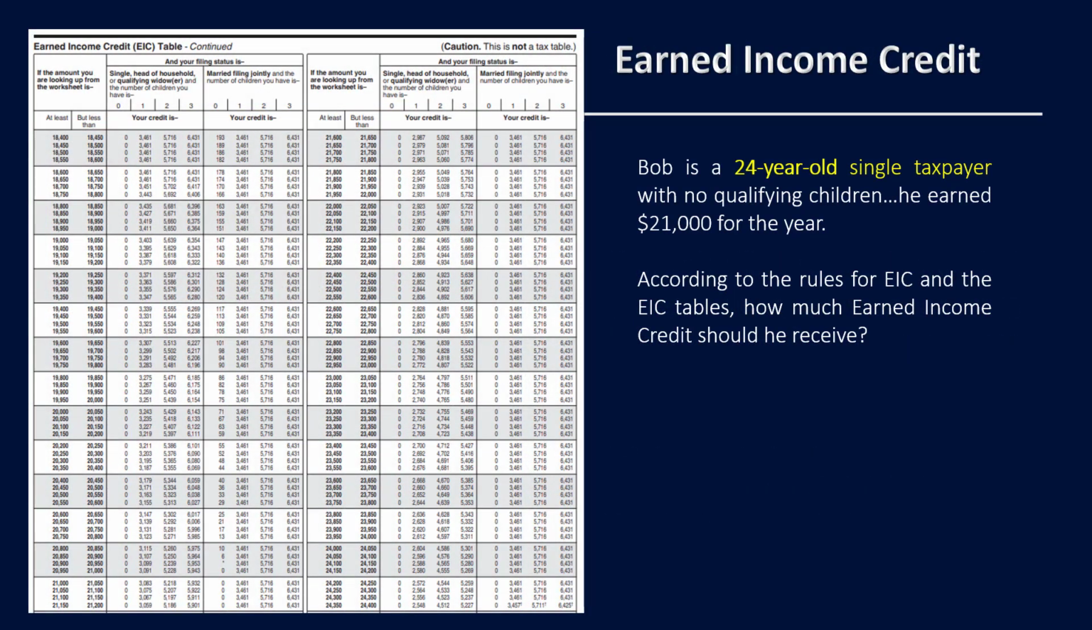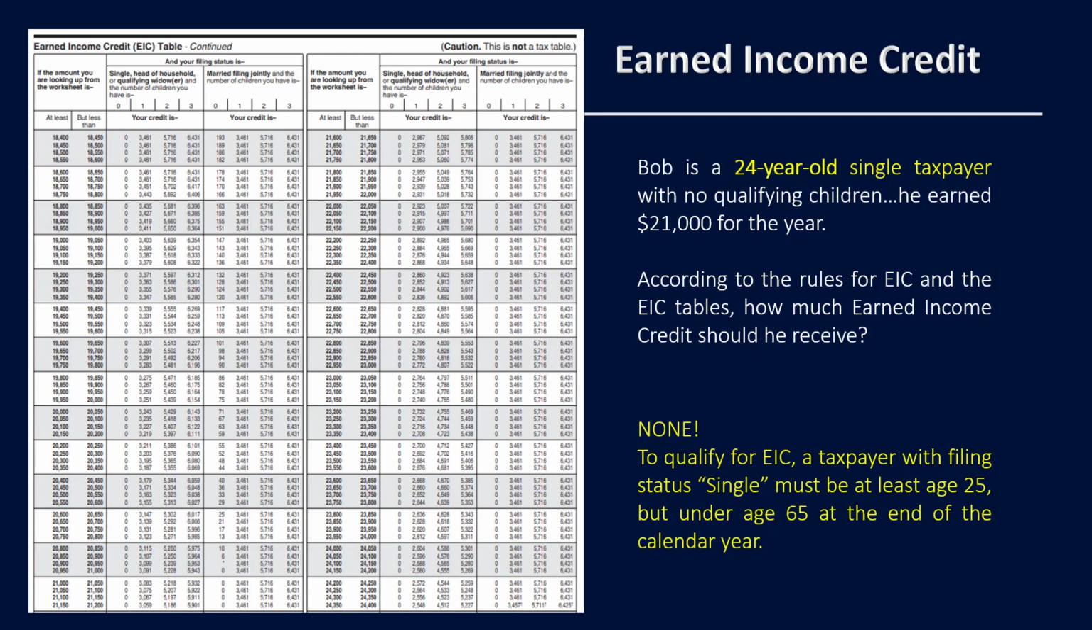Another example, Bob is a 24-year-old single taxpayer with no qualifying children. He earned $21,000 for the year. Now, according to the rules for EIC and the EIC table, how much earned income credit should Bob receive? None. To qualify for EIC, remember, a taxpayer with filing status single must be at least age 25, but under age 65 at the end of the calendar year.